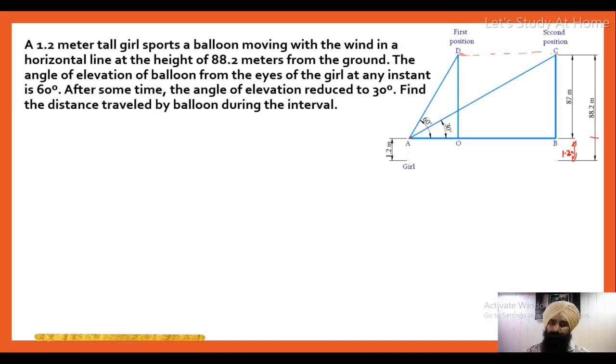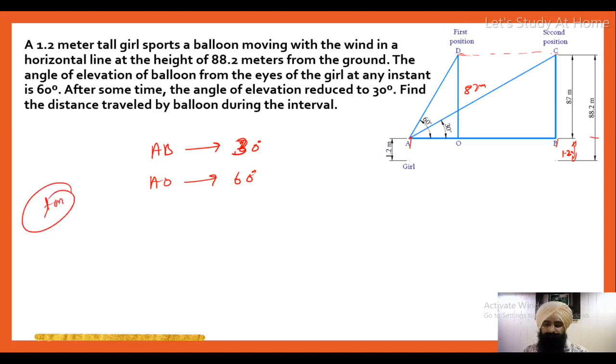I am going to give you just one idea. From 87 meters, this is also 87 meters. You will find this AB. Firstly, you will find this AB. To find AB, you will use the 30 degree angle. To find AO, you will use the 60 degree angle. The tan function we are going to apply in both cases.